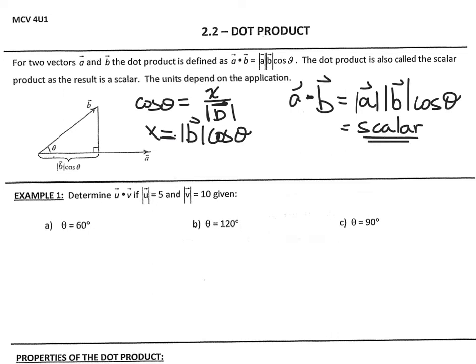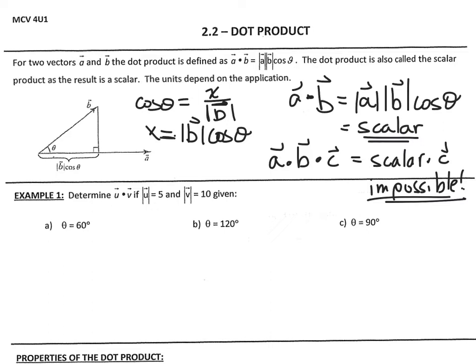So you can't take the dot product of three vectors, because A dotted with B dotted with C is equal to a scalar dotted with a vector, which is impossible. Okay, so we can't do that.